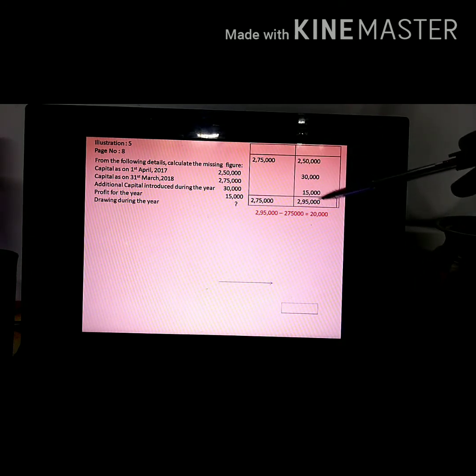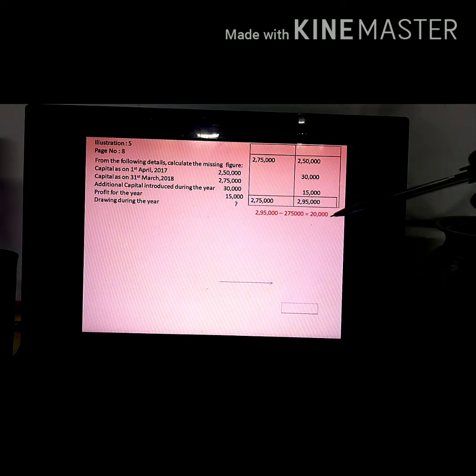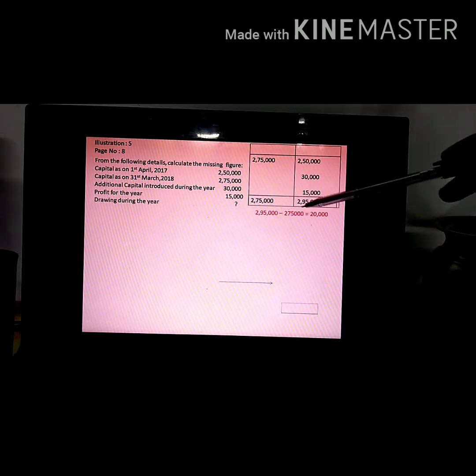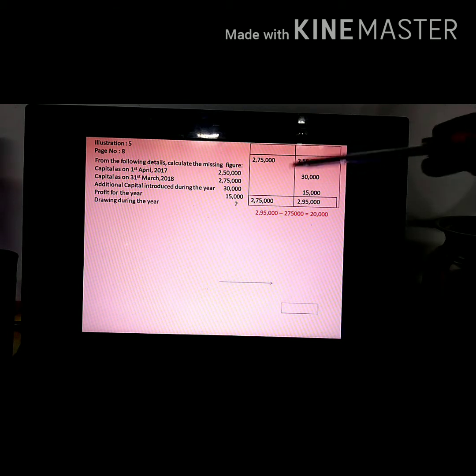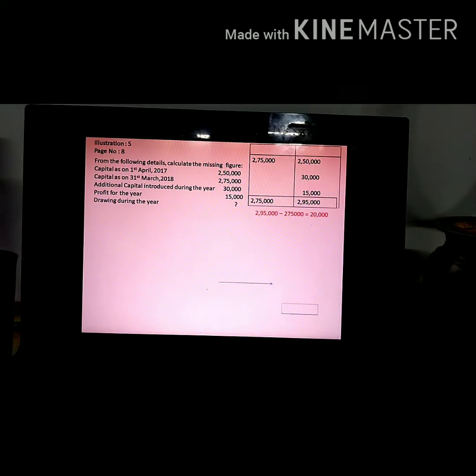So 2,95,000 is the highest value, and from the highest value you have to subtract the lowest value. You get 20,000. This 20,000 is the drawing. It is an easy method to calculate. If you work out the working note like this, you can easily find out the missing information, and after that you have to draw the format, fill it up and get the answer.